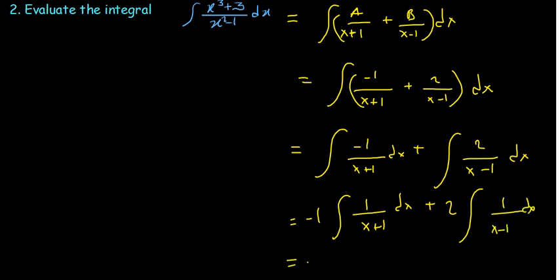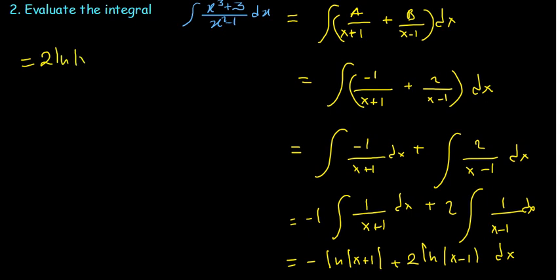So this will give us negative natural log of x plus 1, and then plus 2 natural log of x minus 1, we just get what is down because that is 1 over. So this is going to be it, and we can also write this as starting with the positive 2 natural log of x minus 1, and then minus natural log of x plus 1 plus c. So that is going to be it for this one.